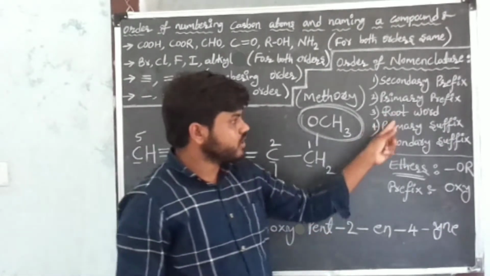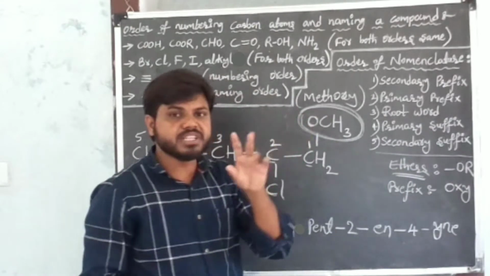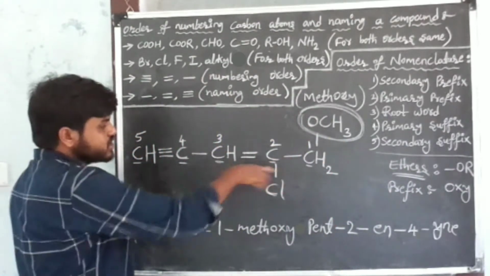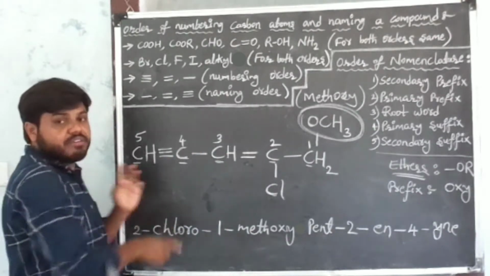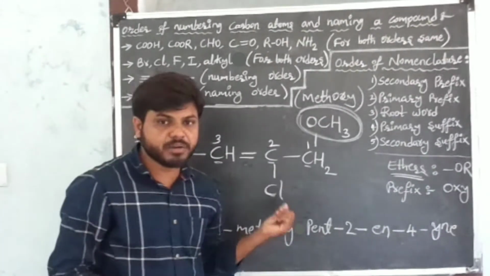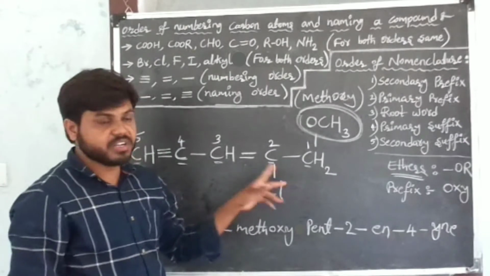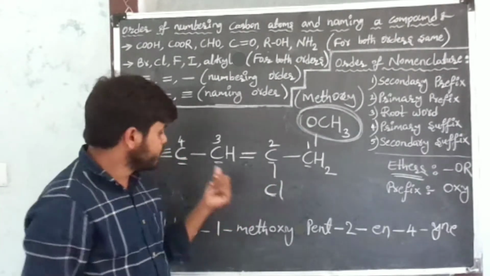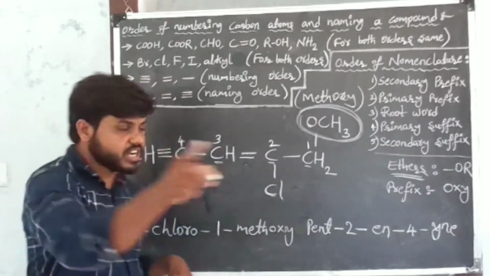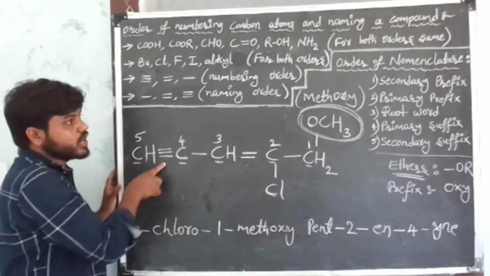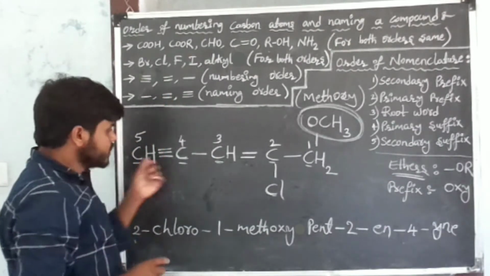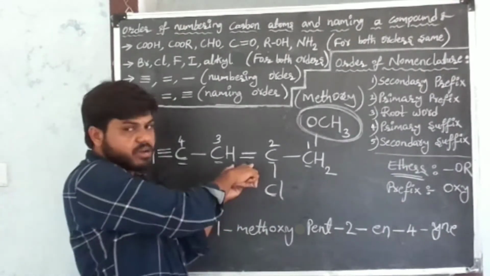After writing the root word, go to the primary suffix. Primary suffixes are single bonds, double bonds, triple bonds. Here single bonds, a double bond and a triple bond are there. When we have a double bond and a triple bond, no need to write the single bond, just write the double bond and triple bond. The naming order is first the double bond, then the triple bond. First I am writing the double bond.